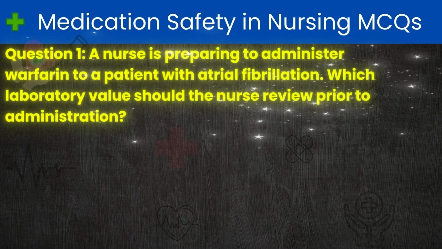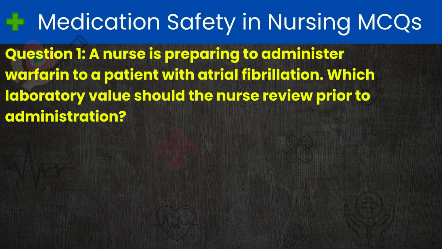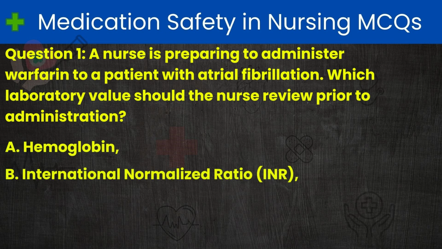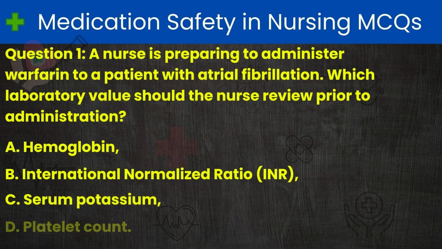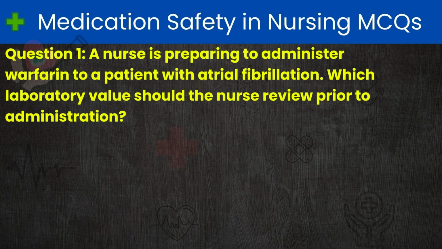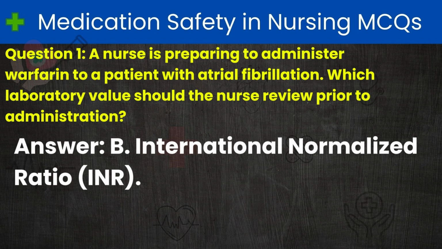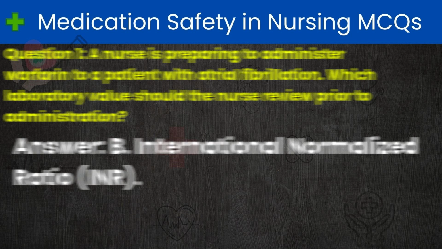Question 1. A nurse is preparing to administer warfarin to a patient with atrial fibrillation. Which laboratory value should the nurse review prior to administration? A. Hemoglobin. B. International Normalized Ratio, INR. C. Serum potassium. D. Platelet count. Answer B. International Normalized Ratio, INR.